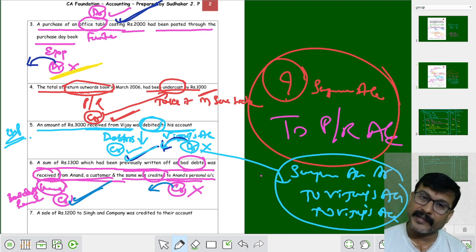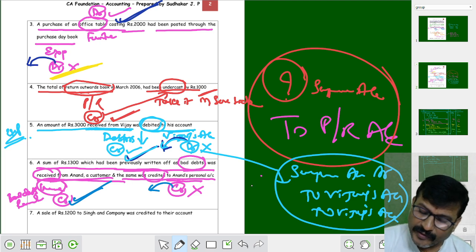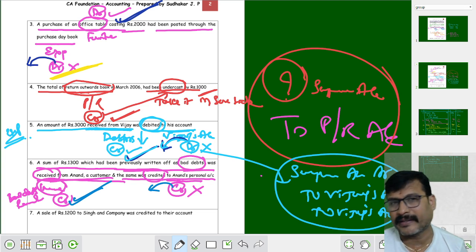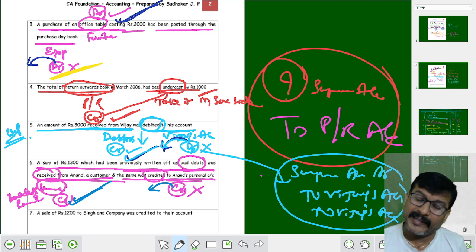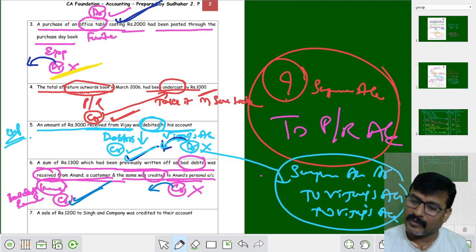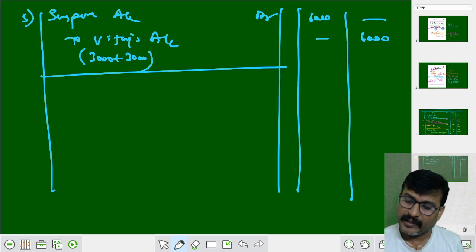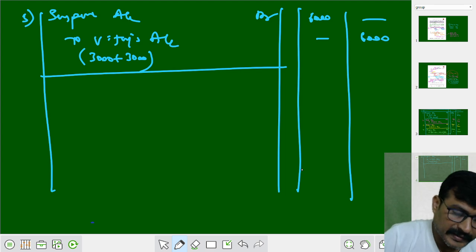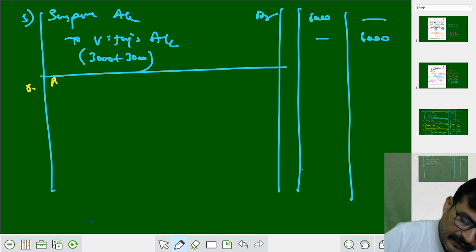Now what is your entry? You are shifting Anand to the debit place: Anand's account debit to bad debts recovered account. Because it is a bad debt which was written off previously, is received now, is recovered now. So now your journal entry for this will be entry number 6. Am I right?